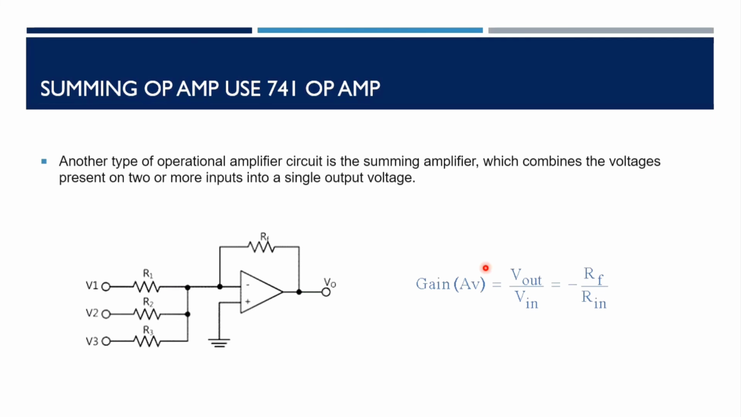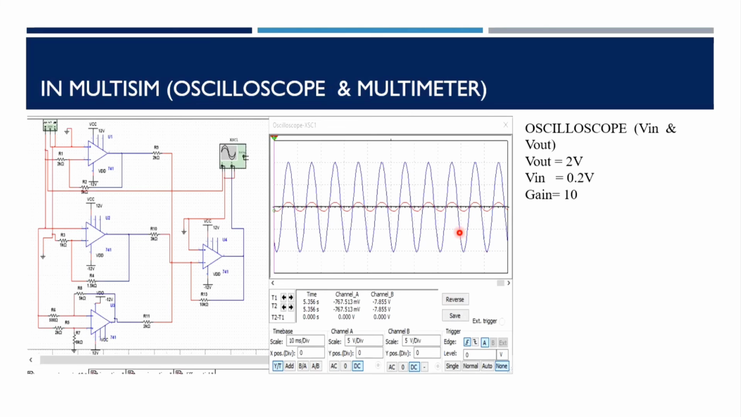Summing amplifier. The summing amplifier is another type of amplifier that combines the voltages present on two or more inputs into a single output voltage. We are using an oscilloscope to find the gain in this op-amp. We're using the inverting op-amp, non-inverting op-amp, and differential amplifier as inputs for the summing amplifier.